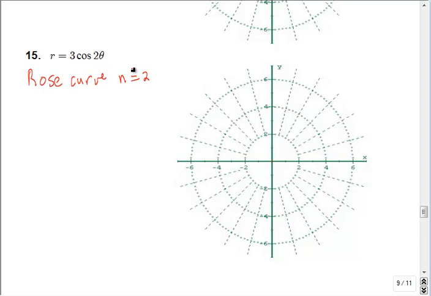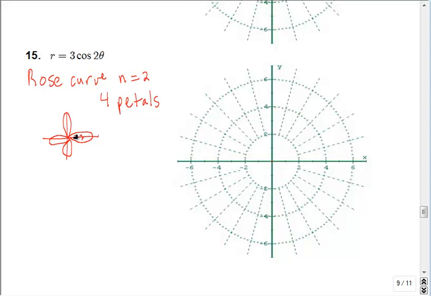And because it's even, that means we're actually going to have twice as many petals. So we're going to predict that we're going to have 4 petals. And the fact that this is a cosine means that the very first petal is going to lie on the positive x-axis. So we can kind of predict in advance that the first petal will be on that positive x-axis. The length of that petal is this coefficient 3 right here. So this is going to go out a distance of 3. And since we're going to have 4 petals and they're going to be equally spaced, then the other petals are going to lie along those other major axes.